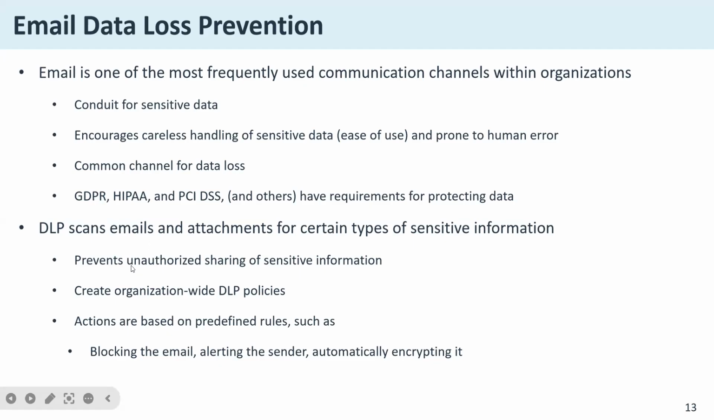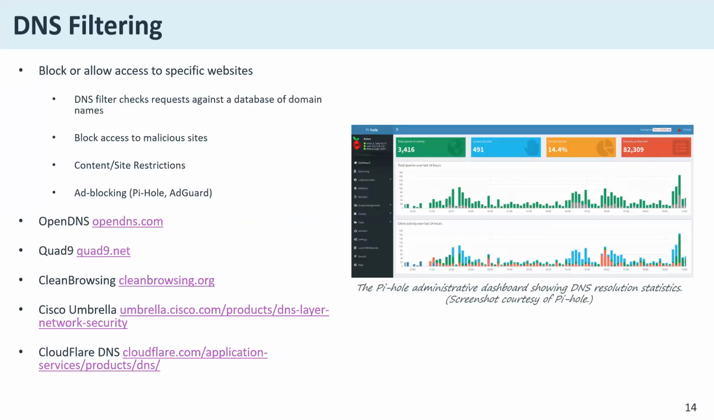Okay, so you want to prevent unauthorized sharing of sensitive information. Actions that you can take are blocking the email, alerting the sender, encrypting it. You can also do DNS filtering. You could use your router, a software, or a DNS service, whatever is more convenient for you. The idea is you want to block malicious websites, or some kind of content, depending on what you want to do.